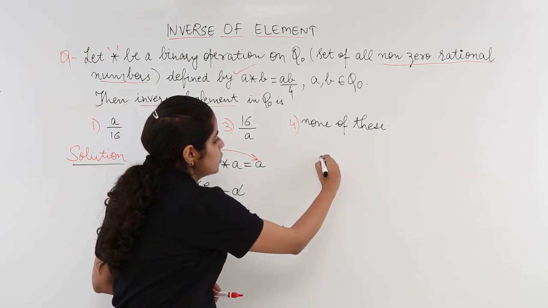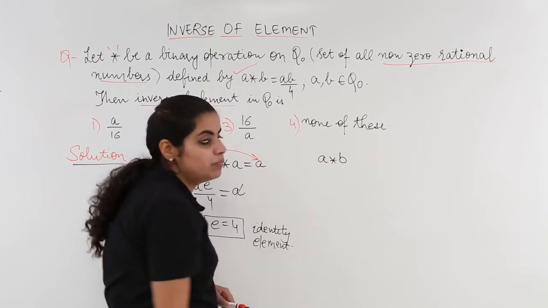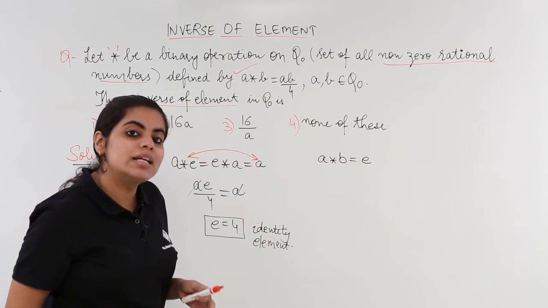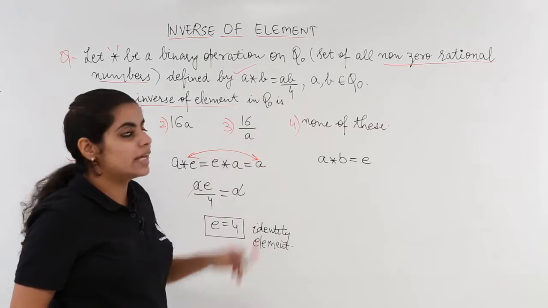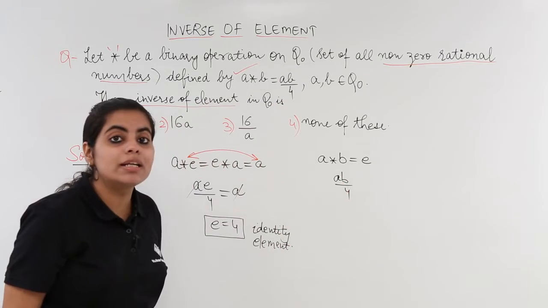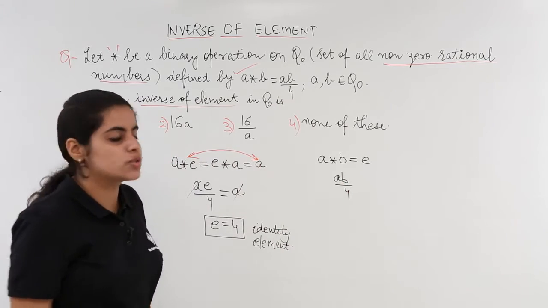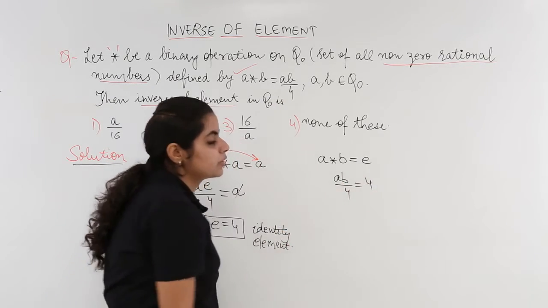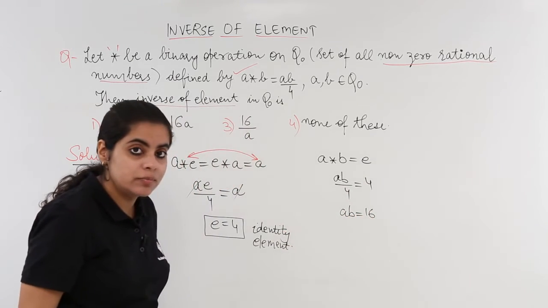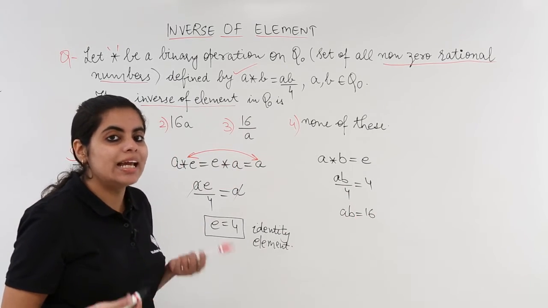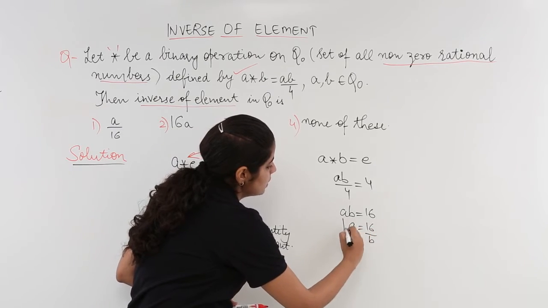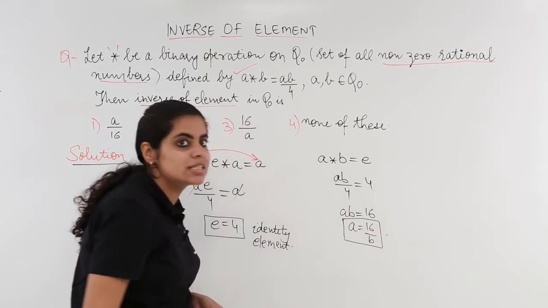So let's see the second part of the question. That means A star B is equal to my E. Now what is A star B? A star B is AB upon 4. So let's write AB upon 4. What is E? E is just 4. So we can write E as 4. Now from this I have AB is equal to 16, or I can just say that A is equal to 16 upon B. Similarly, I have B is equal to 16 upon A.